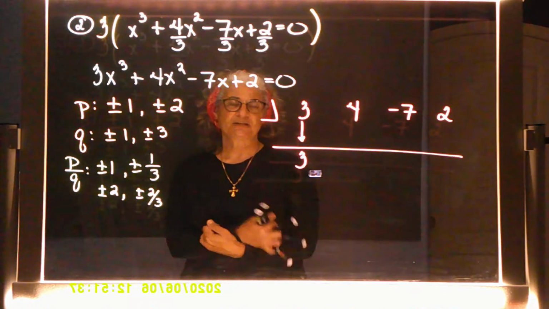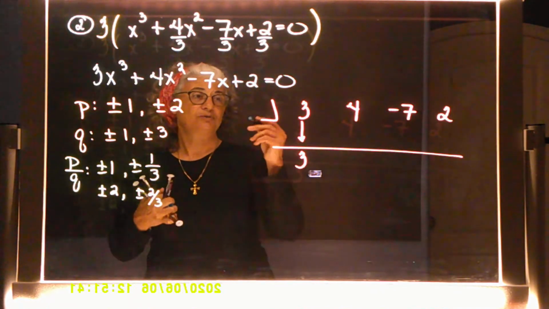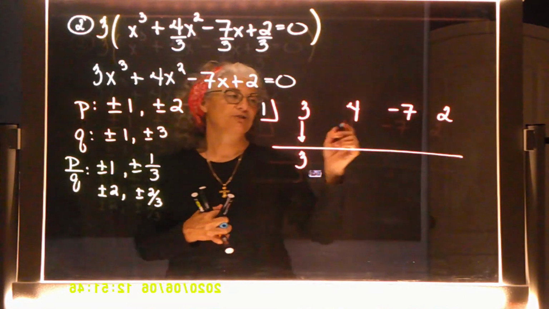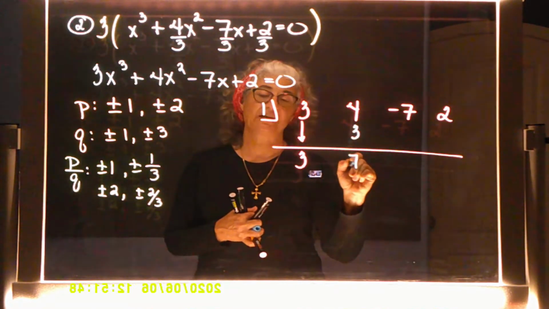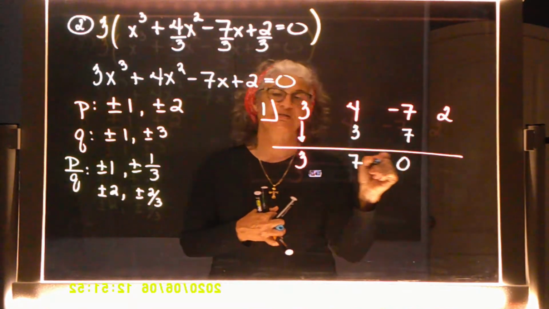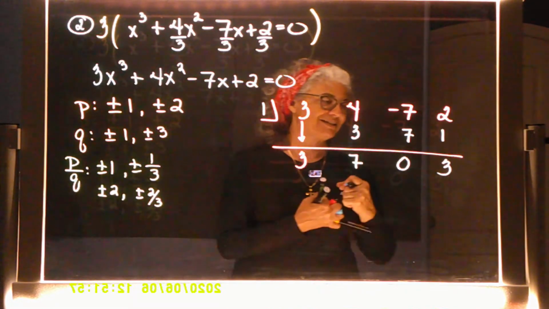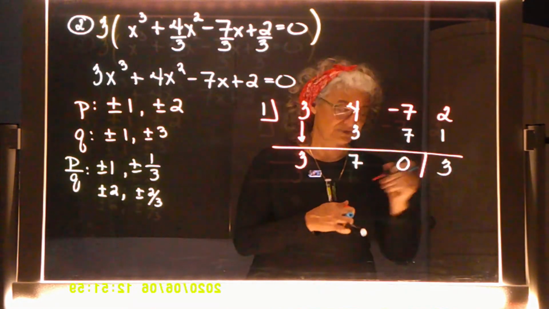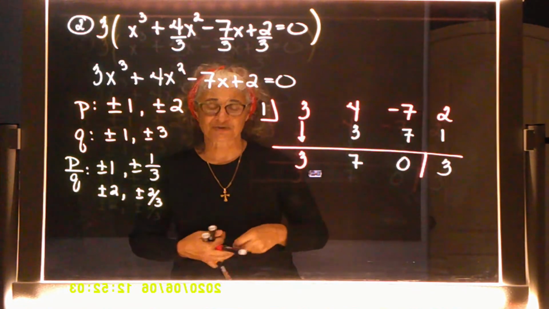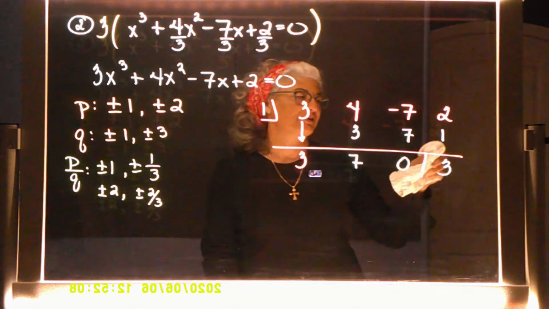Some of you are going, try 1. Okay, we'll try 1. So 1 times 3. Good, 3. That gives me 7 when I multiply by the 1. That gives me 0. That gives me 1, and that gives me 3. Did that work? No, because my remainder is 3. It's not 0. That didn't work for me. Okay, nice try, guys.